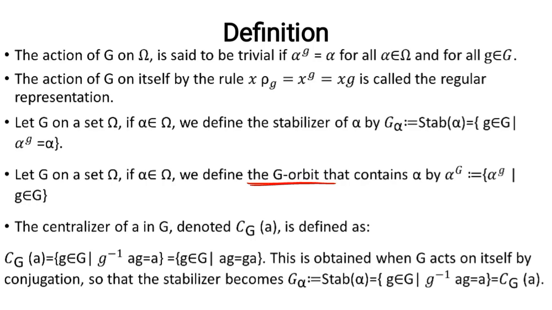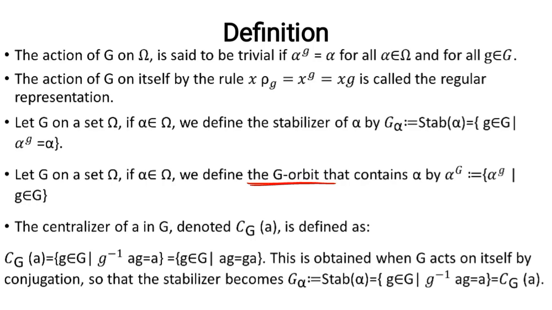Now, the G orbit is basically the set of all elements in the set that can be gotten by applying elements of G to the element alpha. So every time you pick elements in G and they act on alpha, you get some elements. The results you get are collected, and these are called the G orbit. So this is how we define it.